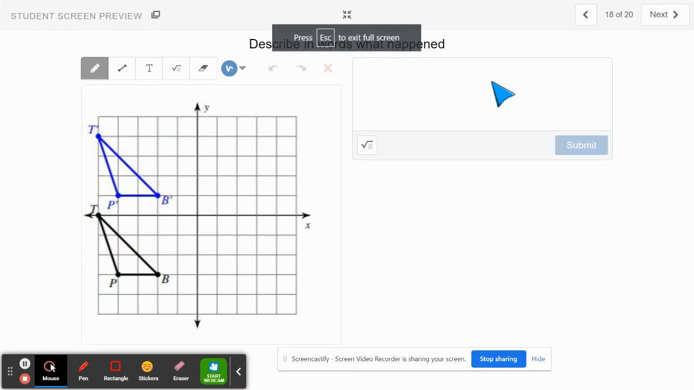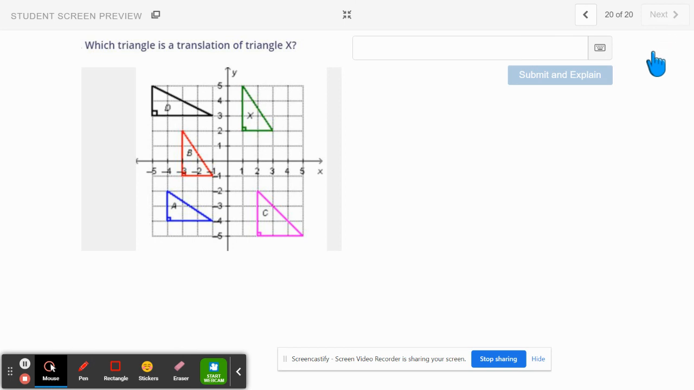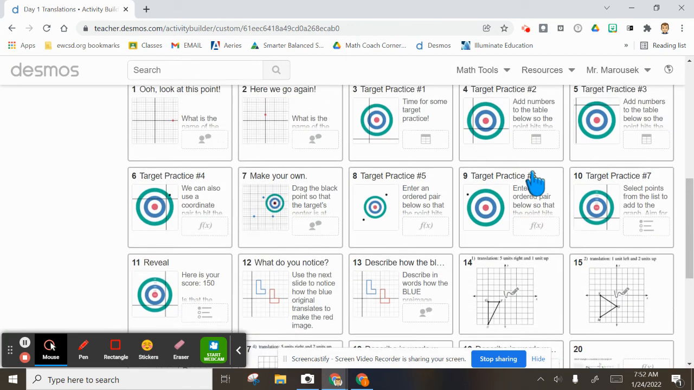All right. Perfect. Describe in words. I like this one. We just did this one on our handout. And then this one, which triangle is a triangle translation of triangle X? This is X. Which one looks exactly like X, okay? Can't be tipped over. Can't look like this. It does look the same, but it can't be tipped over like that. All right? Best of luck, you guys. Hopefully you got this intro into this idea of translations. These are translations.